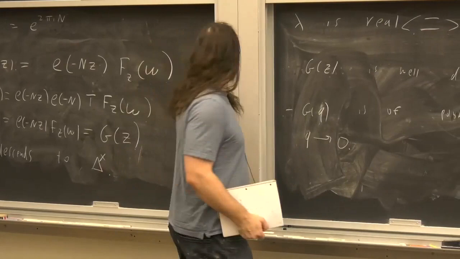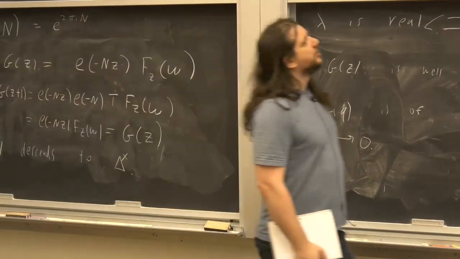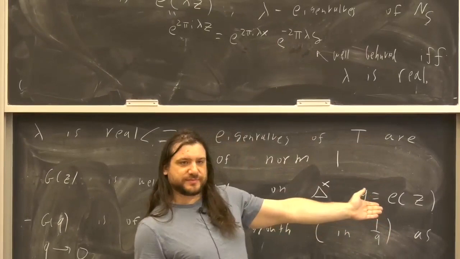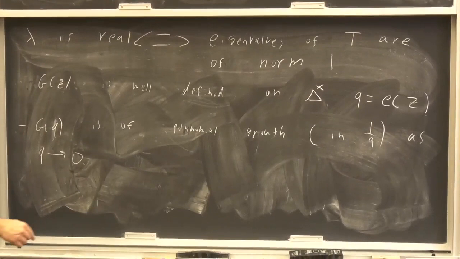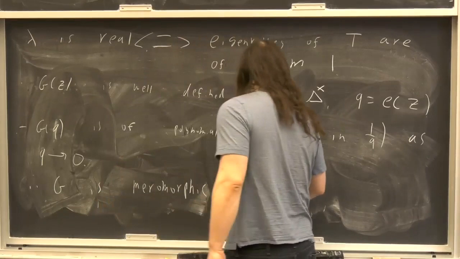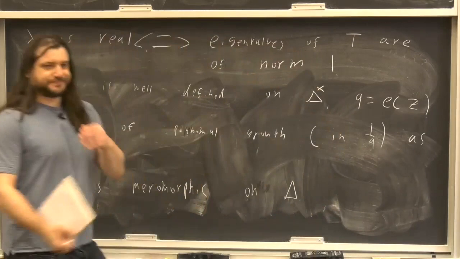And what about this e of minus nz? Well, you can see how fast that grows. That grows like e to the minus 2 pi i lambda y. So it's some polynomial in e to the y, which is 1 over q. So this function as you go to 0 grows like a polynomial in 1 over q. Therefore, g is meromorphic near 0 on delta. Okay, so it doesn't have any sort of essential singularity.